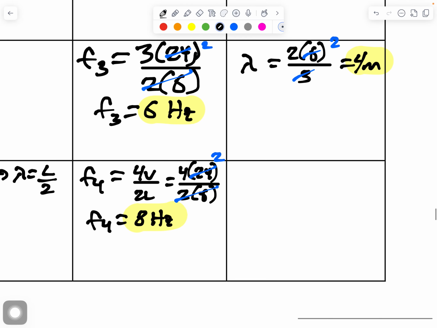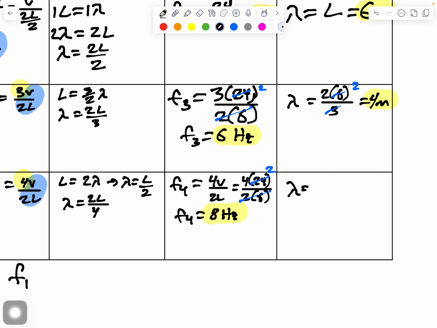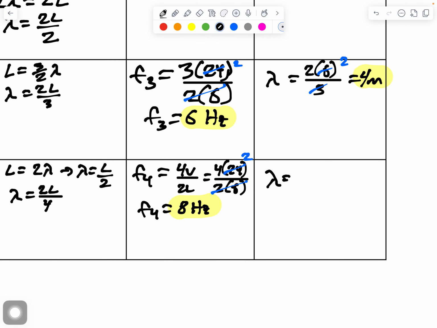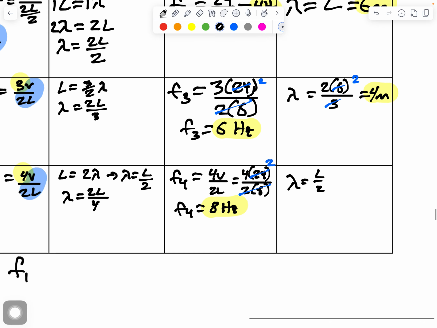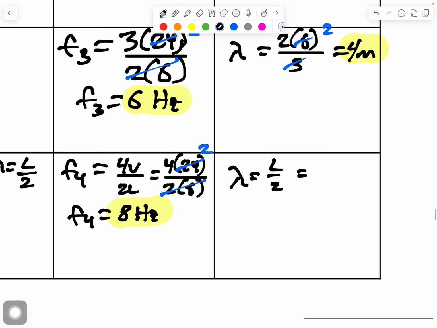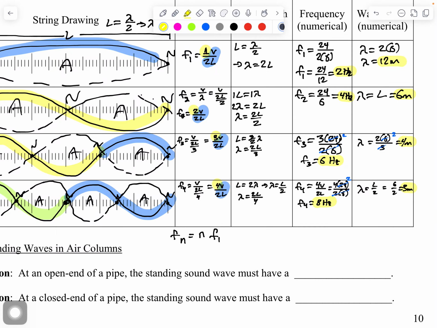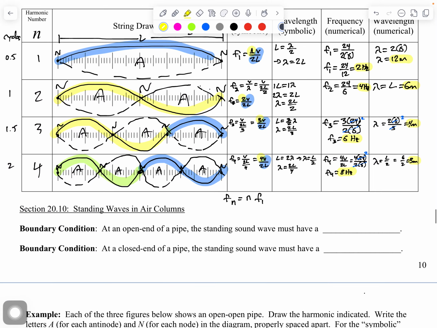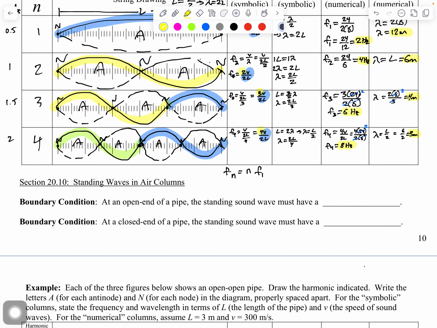Okay, and that final wavelength is L over 2. Yeah. So 6 over 2 would be 3 meters. And we do expect it to go down because the frequency is going up.